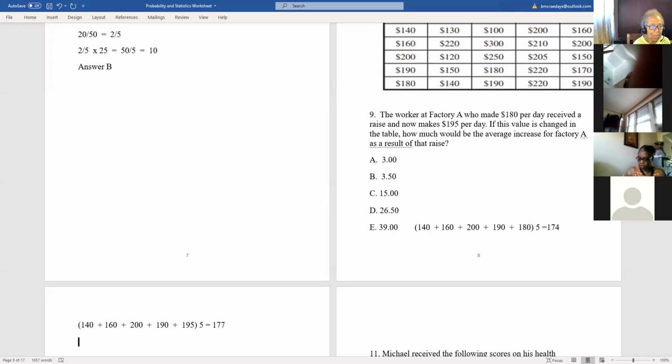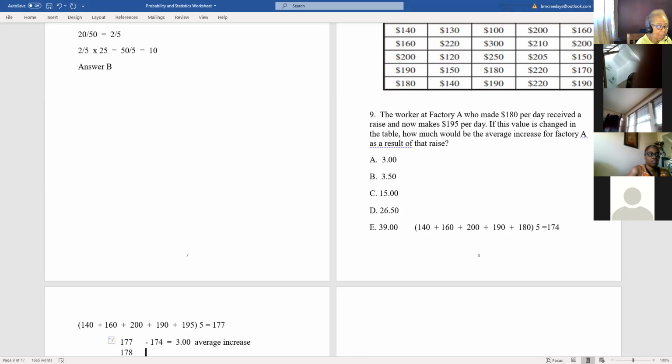So as a result of the raise, what was your average increase? $3. That's it. Very good, Vanessa. 177 minus 174 equals $3. That's your average increase. And that would be answer A, right?